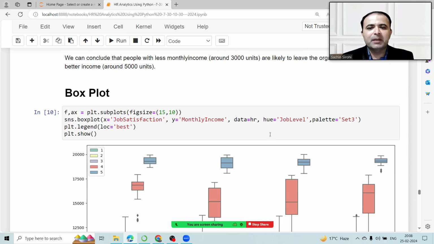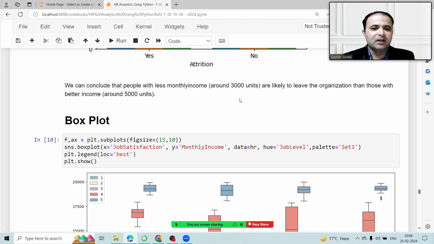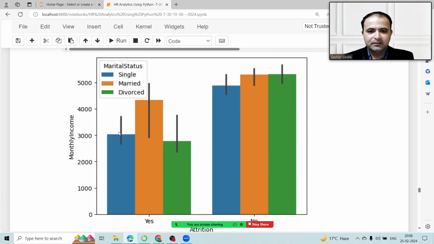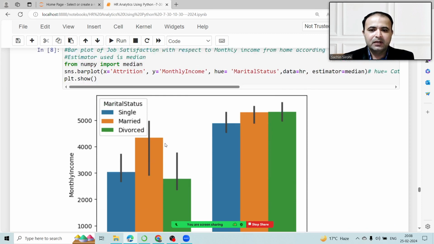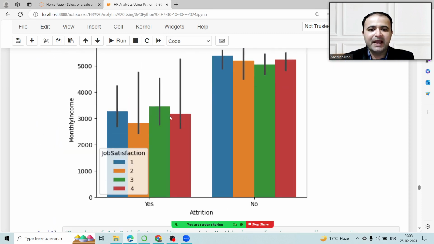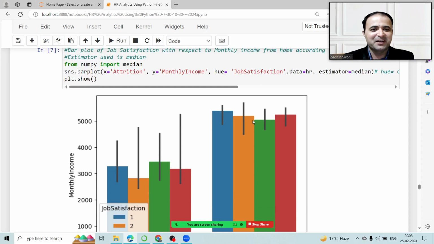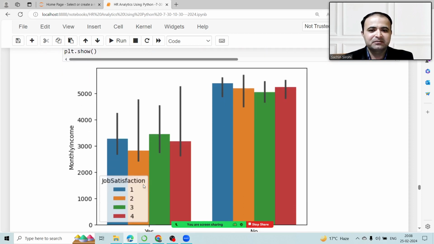So we can conclude that people with a lower monthly income, around 3000 units, are more likely to leave the organization than those with a better income, around 5000. So it is also the reason, sir: in the previous chart the income is low and the income is high. You can consider the monthly income according to the job satisfaction. So salary is also a reason.